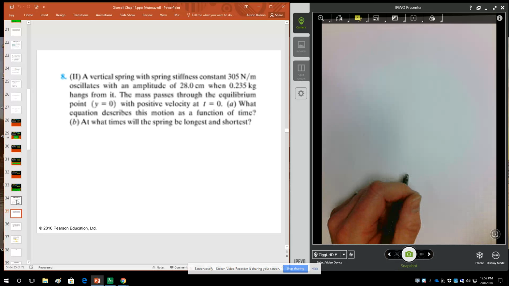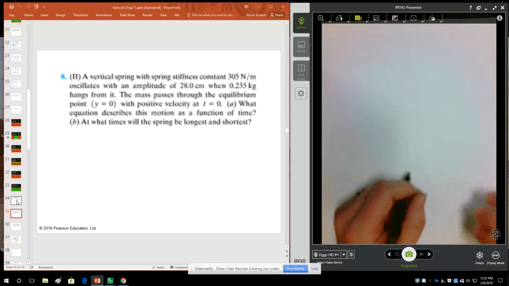So that's telling us a whole lot. We already have amplitude, we already have spring constant. We have the mass of the object hanging from it. The mass passes through equilibrium with positive velocity at t equals 0. What equation describes this motion as a function of time? And at what times will the spring be longest and shortest?